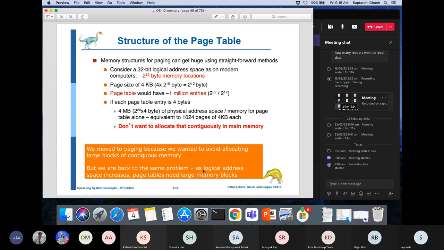In those cases, if you see the numbers here, it can well happen that the page table has 1 million entries, and the size of the page table becomes equal to 10 pages. So now we have a problem. We came to paging because we wanted to avoid contiguous memory allocation. But now page tables have become so large that they would require 10 pages or more of contiguous memory. That is the problem we will now discuss how to solve.